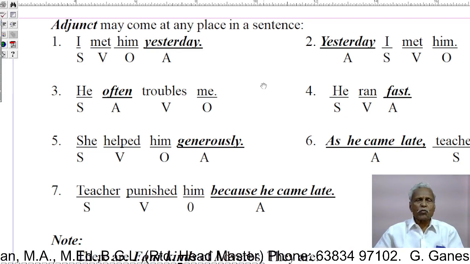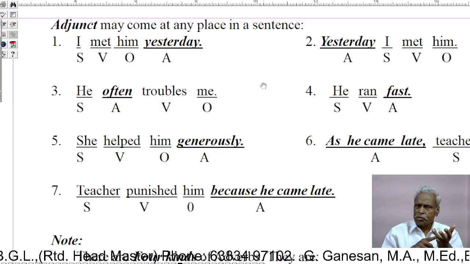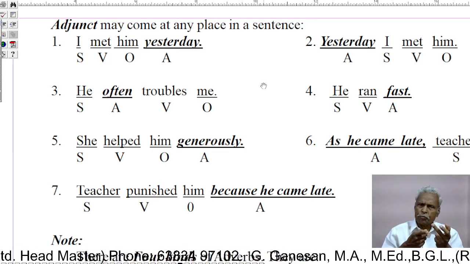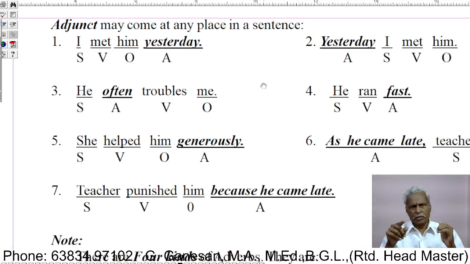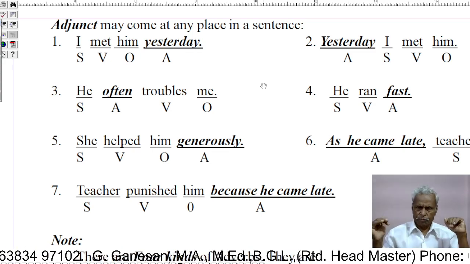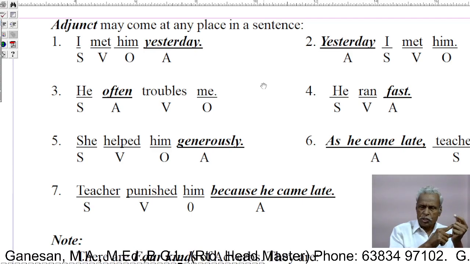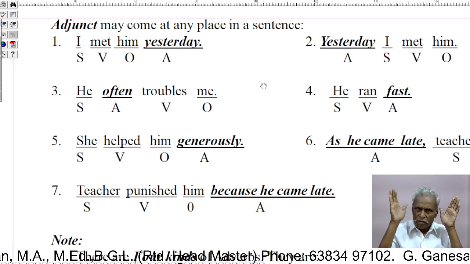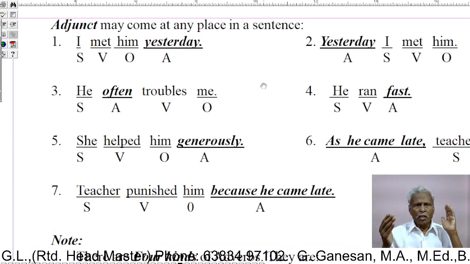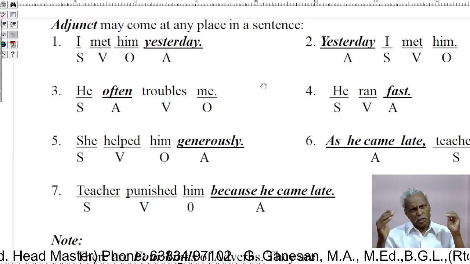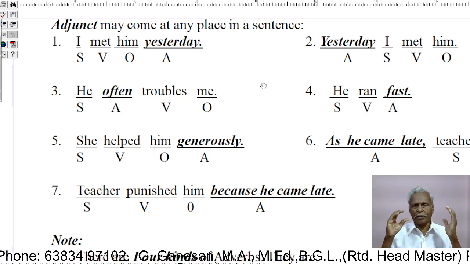Then it is very important to know that regarding the subject, verb, object, and complement, the places have been fixed. Where subject should be placed, where verb, object, and complement should be placed. But the adjunct may be placed at any position in a sentence, according to its function.